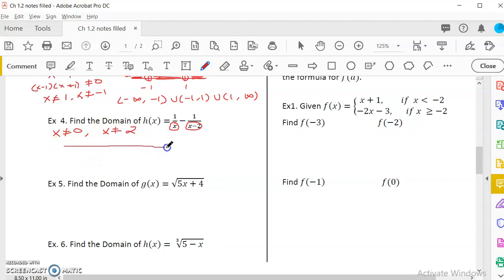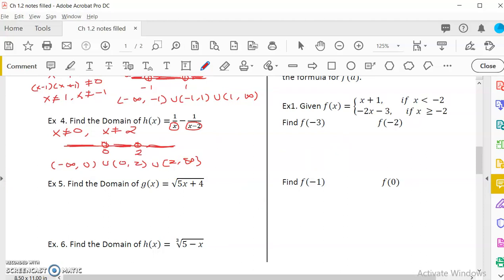So do the number line. It cannot be 0, circle it. It cannot be 2, circle it. So all of these can be the domain, right? So then you would write negative infinity to 0, union 0 to 2, union 2 to infinity.